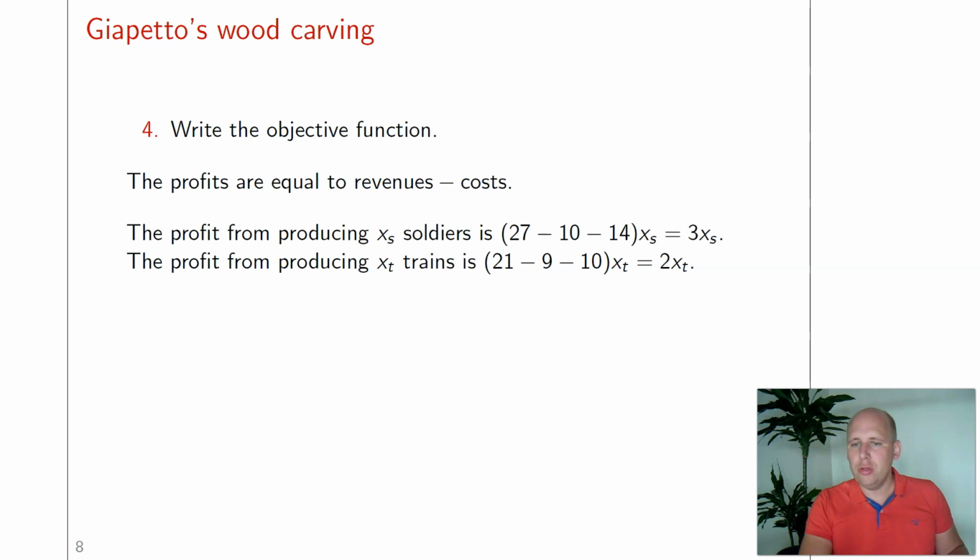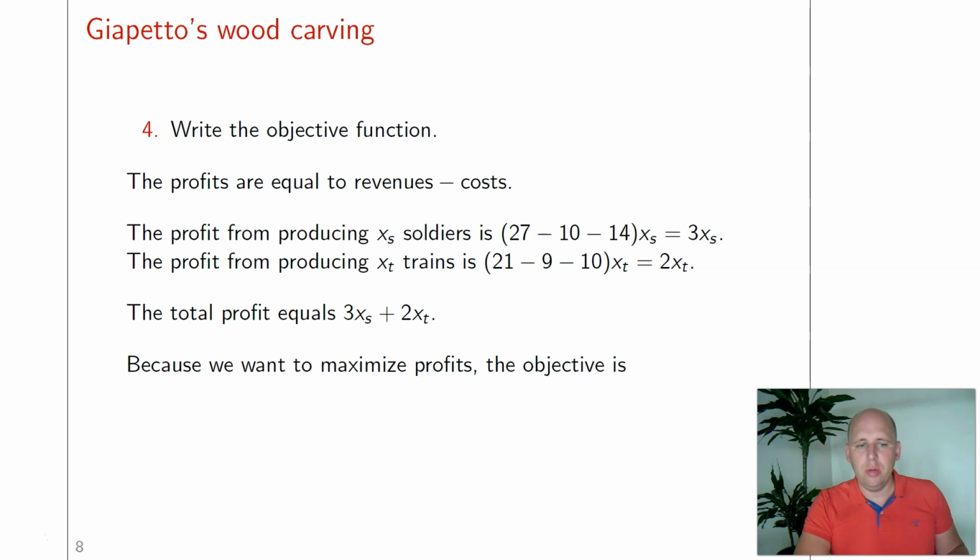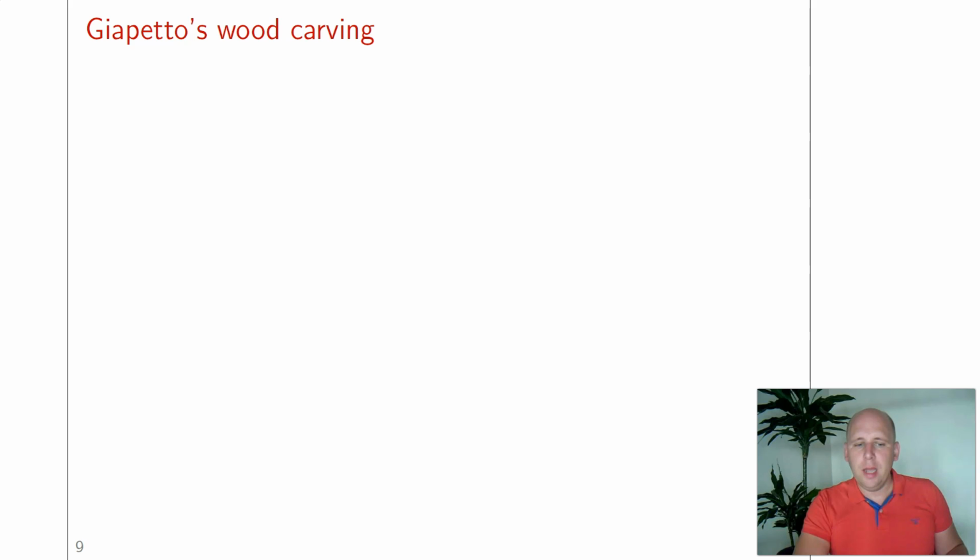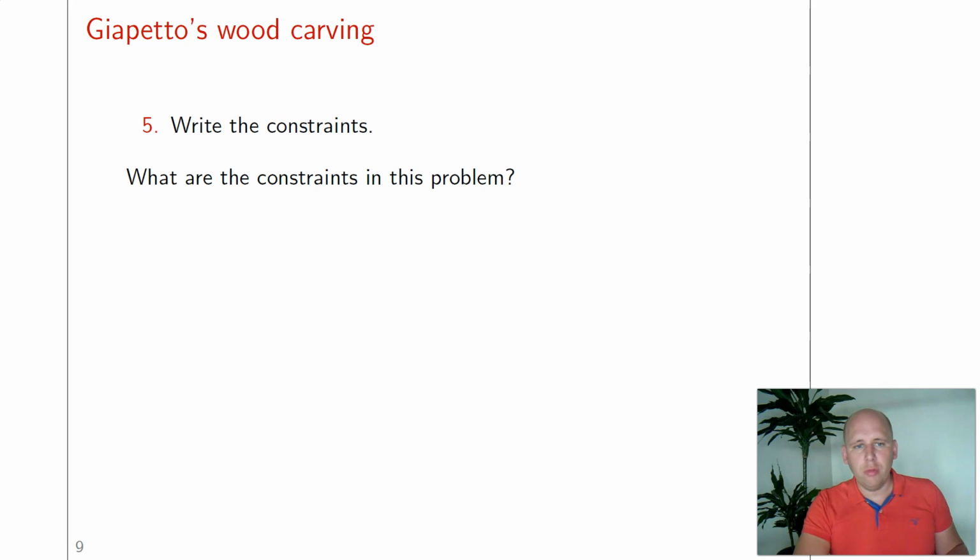And if we add those two, then we have the total profits. So 3XS plus 2XT is the total profit. That's the thing that we would like to maximize. So our objective is maximize in front. You can give the objective function a name, so we can call it Z. It's 3 times XS plus 2 times XT. That's the objective. Then the constraints.